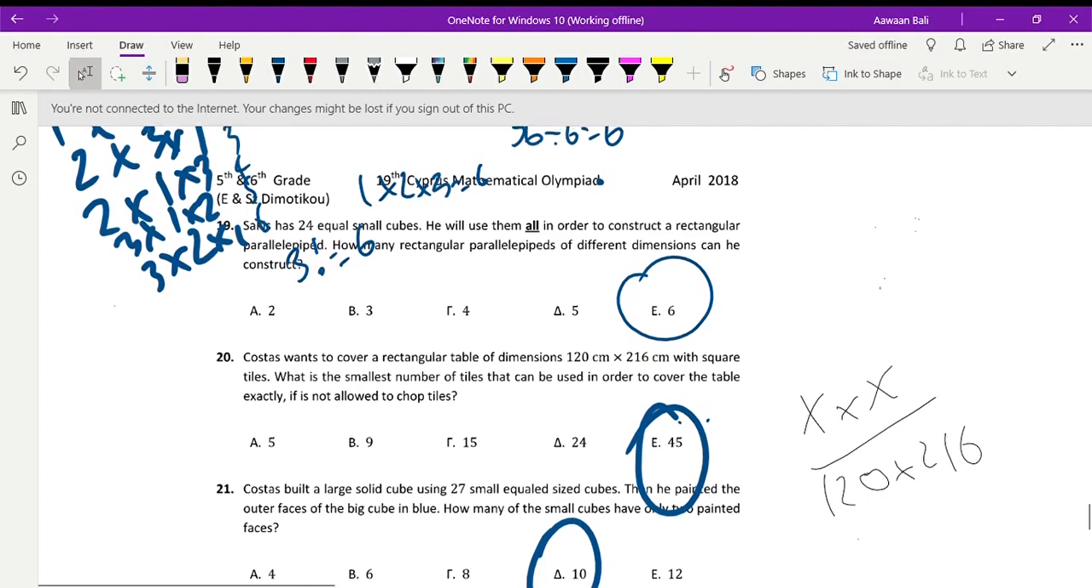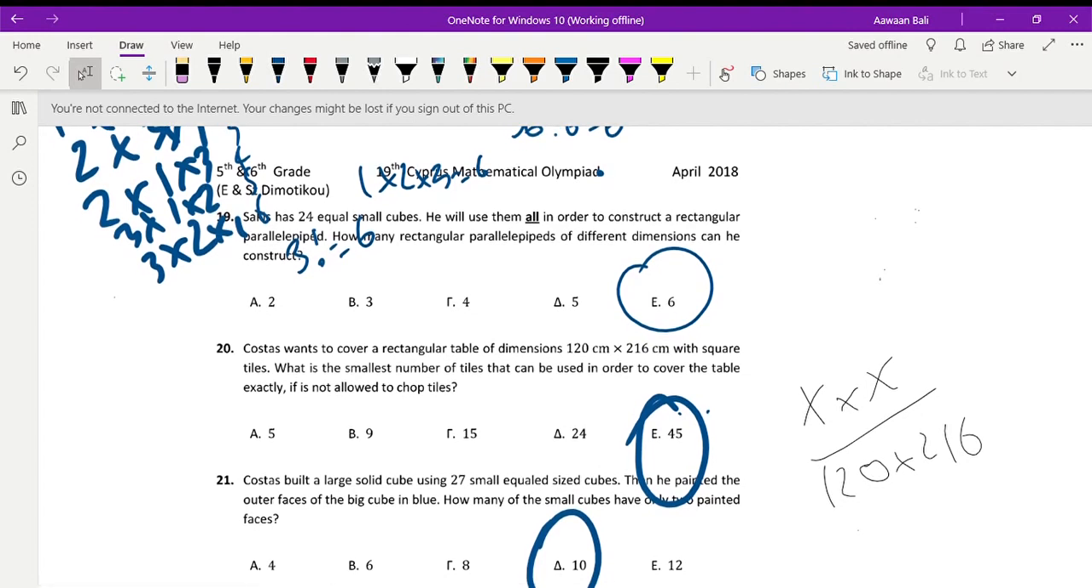Kostas wants to cover a rectangular table of dimensions 120 centimeters times 216 centimeters with square tiles. What is the smallest number of tiles that can be used in order to cover the table exactly if you're not allowed to chop tiles? Now to find how many tiles we need, we basically have to find the area of the whole table divided by the area of a tile. We already know 120 by 216, but we don't know the dimensions of the square tiles. So that's 5 over x times x.